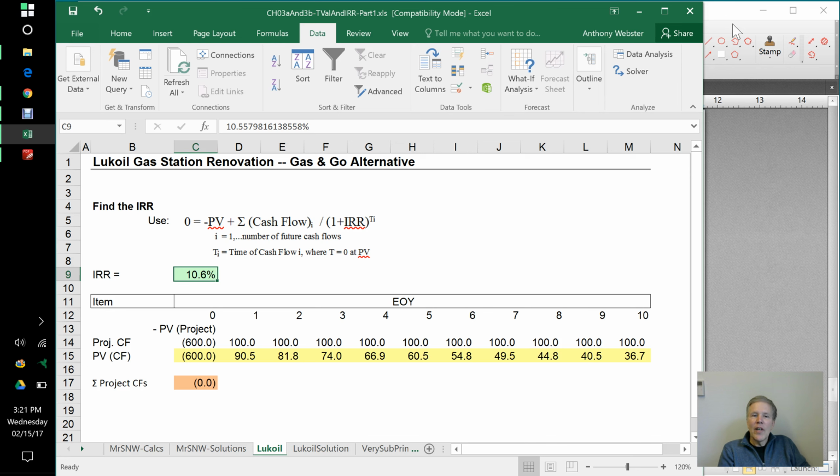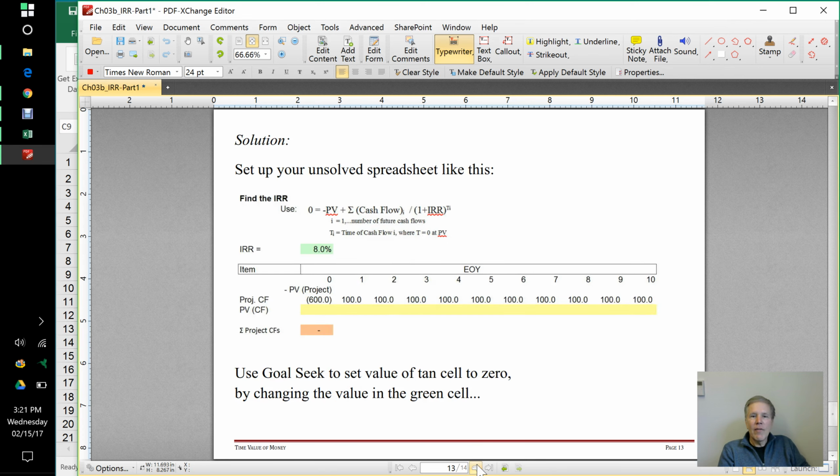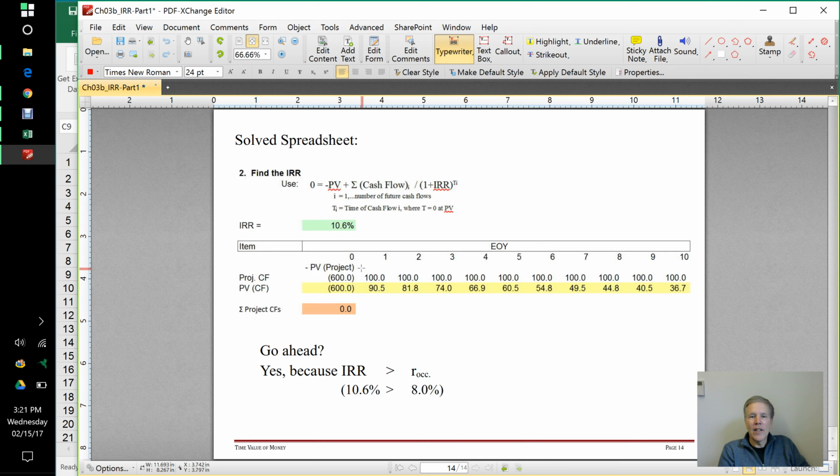Now let's think about this a little bit. I want to go back to our little PowerPoint here, and the opportunity cost of capital is only 8%. The effective annualized interest rate for this project is 10.6%, so they should definitely go ahead and do it. So here's our 10.6%. Our IRR of 10.6% is greater than our opportunity cost of capital of 8%. So they should go for it.